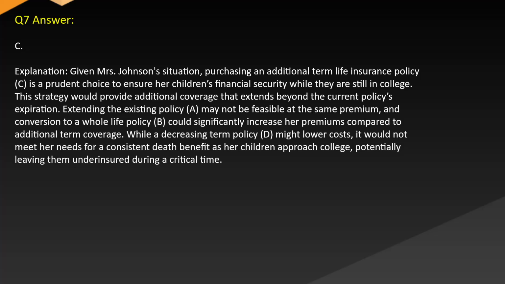Answer. C. Explanation. Given Mrs. Johnson's situation, purchasing an additional term life insurance policy, C, is a prudent choice to ensure her children's financial security while they are still in college. This strategy would provide additional coverage that extends beyond the current policy's expiration. Extending the existing policy, A, may not be feasible at the same premium, and conversion to a whole life policy, B, could significantly increase her premiums compared to additional term coverage. While a decreasing term policy, D, might lower costs, it would not meet her needs for a consistent death benefit as her children approach college, potentially leaving them underinsured during a critical time.